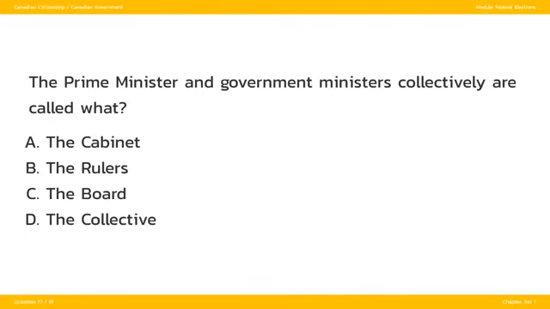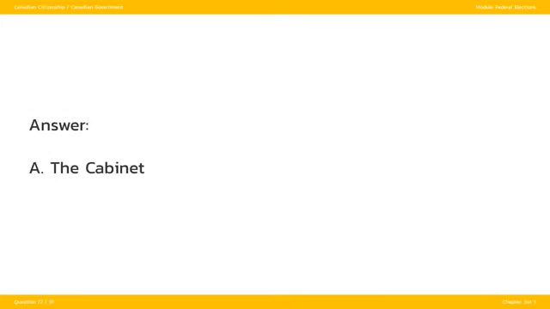The Prime Minister and government ministers collectively are called what? A. The Cabinet. B. The rulers. C. The board. D. The collective. The answer is A. The Cabinet.